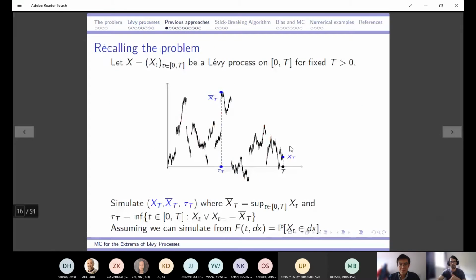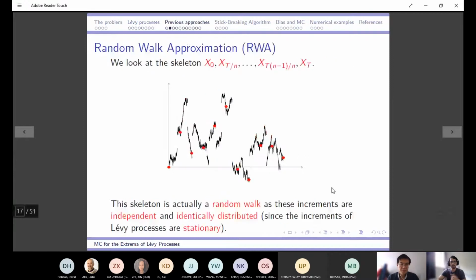Okay, so going back to the problem, I want to get these three guys. And the basic approach is doing a random walk approximation. So you discretize time into uniform time intervals, and then you do just the increments, right? You do a random walk. If you do this, of course, it's reasonable to expect that the maximum of the random walk, which is this guy right here, will get closer and closer to the actual supremum as you take larger and larger little n, the discretization parameter n. Of course, the time when this maximum is achieved should get closer to tau, and the final value is exact. You don't need to approximate it.